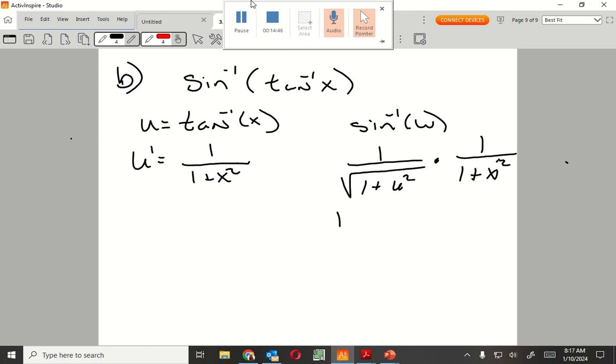And then put that back in. So 1 over the square root of 1 plus, my u is going to be inverse tangent x, times quantity of 1 plus x squared. So it's not evil, it just looks complicated. Right? Yeah. So we're just throwing that in there together.